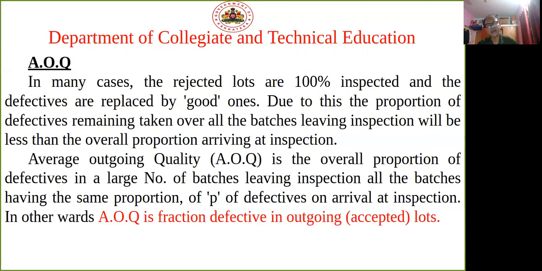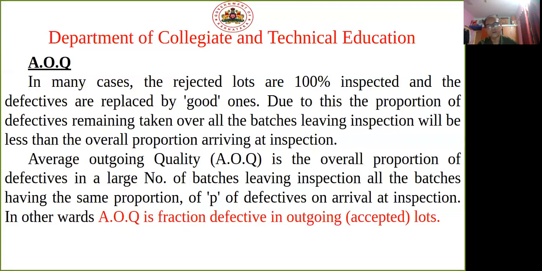In many cases, the rejected lots are 100% inspected, because there is a producer's risk. That's why the rejected lots are 100% inspected, and the defectives are replaced by good ones. Due to this, the proportion of defectives remaining, taken over all the batches leaving inspection, will be less than the overall proportion arriving at inspection.